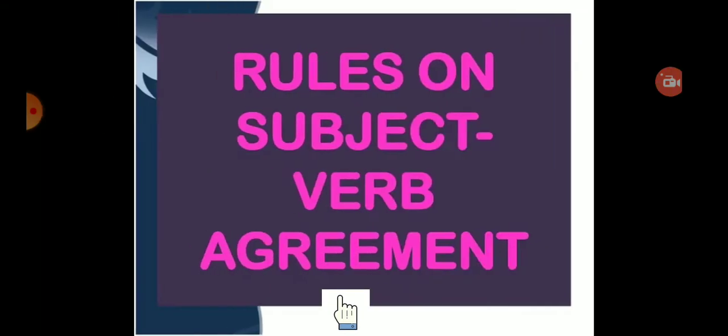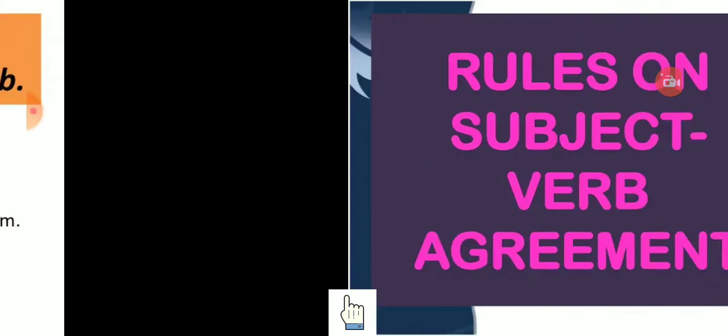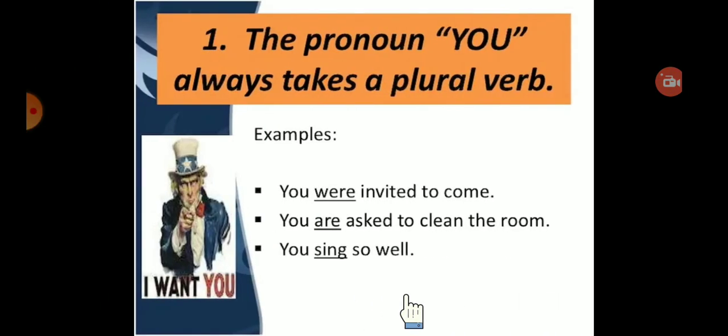Fine. Next, now we will discuss rules on subject and verb agreement. The first rule is the pronoun. So student, do you know the pronoun? Words like he, she, it, they, them, etc., used instead of a noun, are called pronouns.